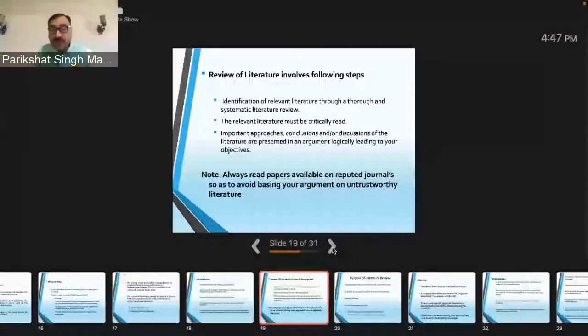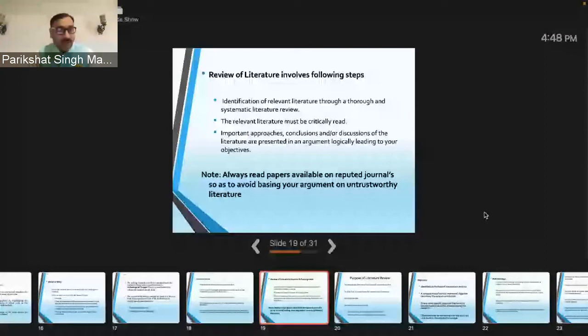And when you are writing a review of literature, it has to be importantly understood, and try to present proper logical arguments when you are building up your own ROL.